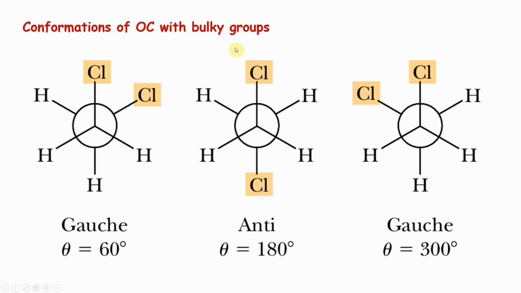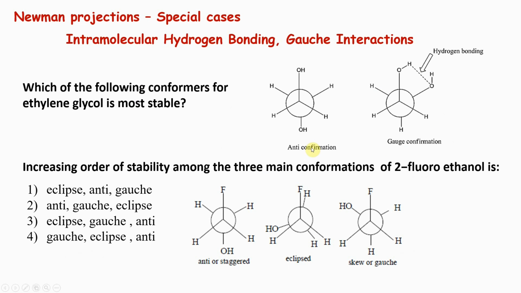Similarly, when you have bulky groups like chlorine, they want to be away. Chlorine, if you want to be away, this is called gauche. This is also gauche. One I didn't show is eclipse. Eclipse will be the least stable. Anti will be the most stable, just like butane. This is what is most important.